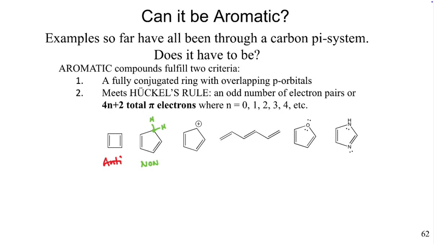Now that we have a charge, it only has one implied hydrogen. That becomes anti, an even number of pi electrons. Because I don't see the sister to this one. What if we did that?